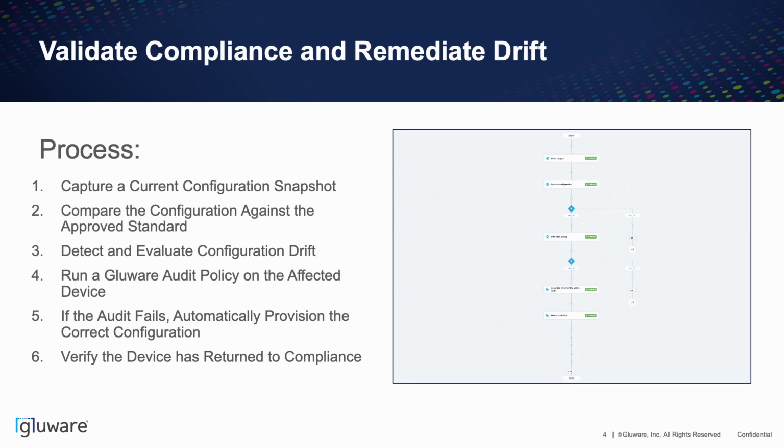The workflow will capture a configuration snapshot, compare the configuration against the approved standard, detect and evaluate configuration drift, then run a Gluware audit policy on the affected device. If the audit fails, the workflow will then automatically provision in the correct configuration. And finally, we'll verify that the device is returned to compliance.